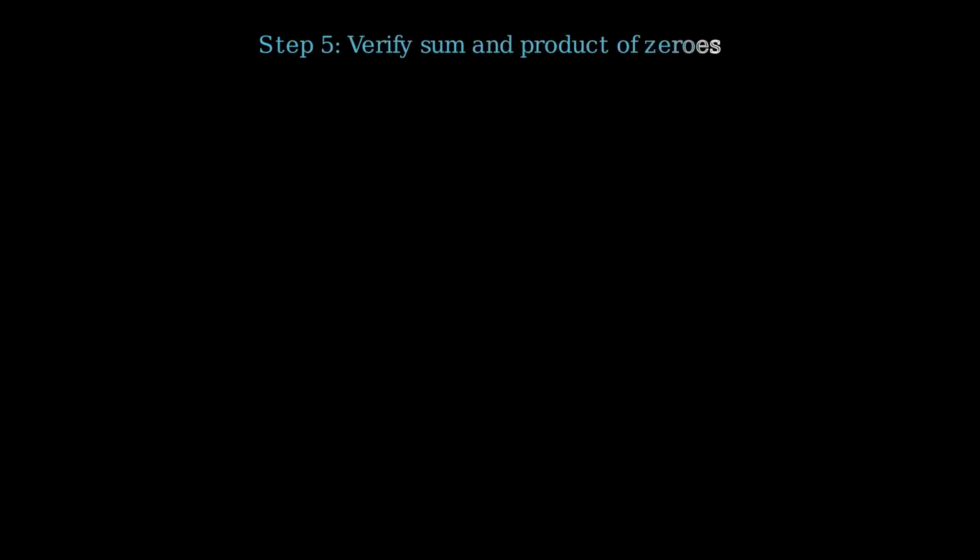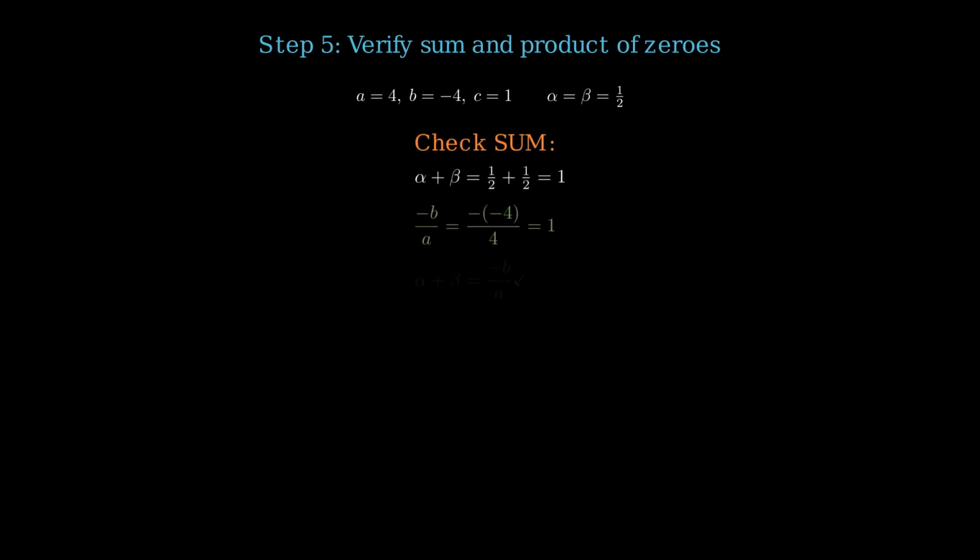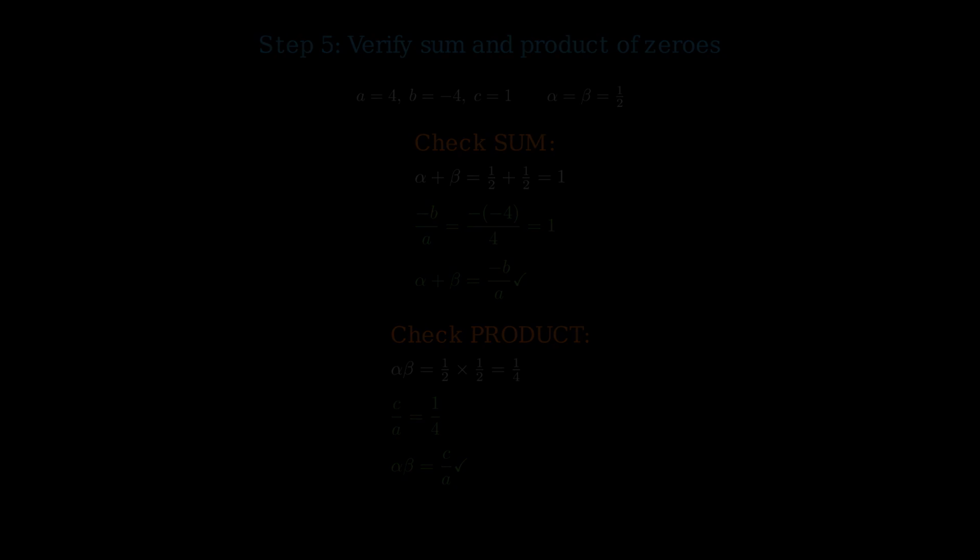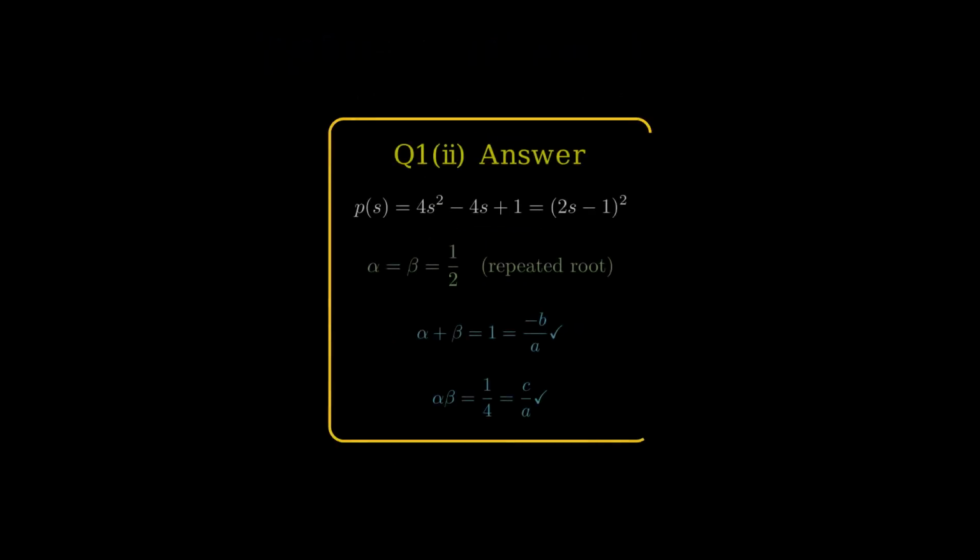Step 5. Verify. Sum of zeros, alpha plus beta equals 1/2 plus 1/2 equals 1. Negative b over a equals negative of negative 4 over 4 equals 4 over 4 equals 1. Sum is verified. Product of zeros, alpha times beta equals 1/2 times 1/2 equals 1/4. c over a equals 1 over 4 equals 1/4. Product is verified. Both relationships are confirmed.